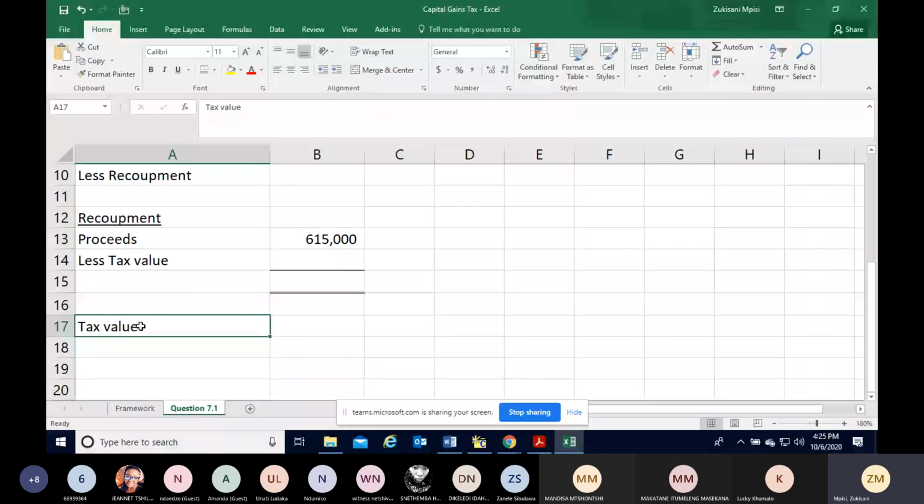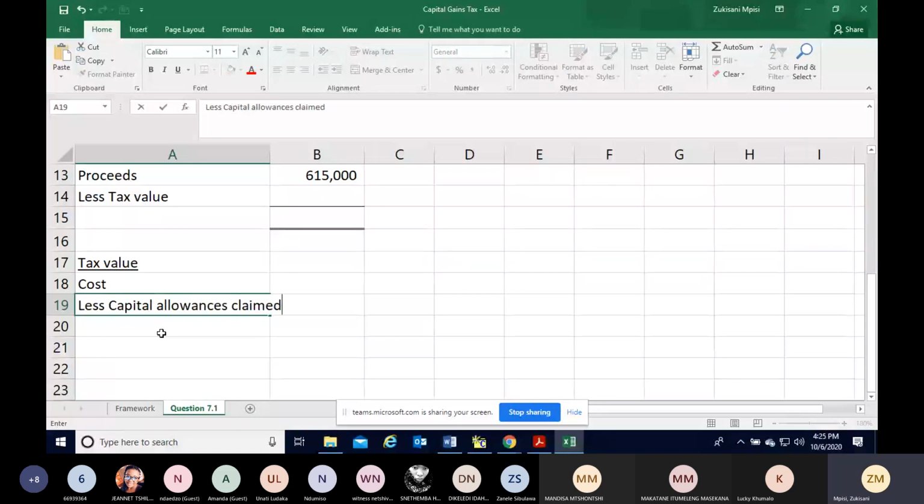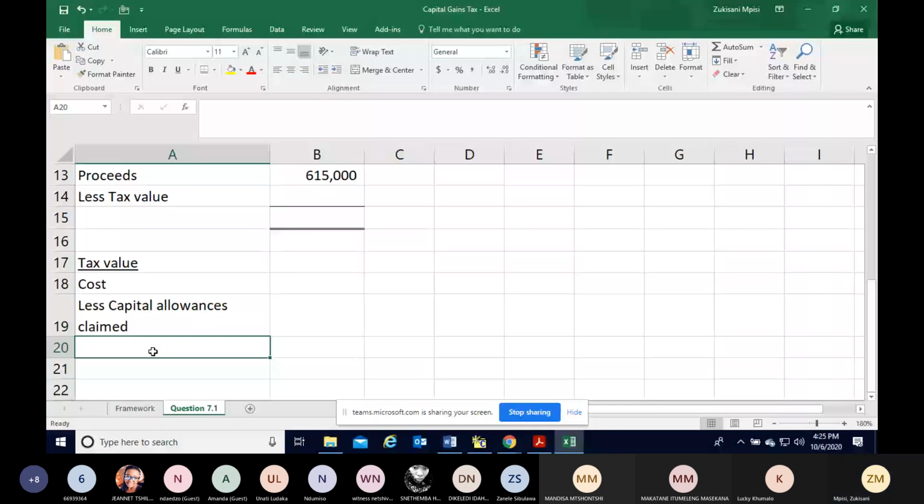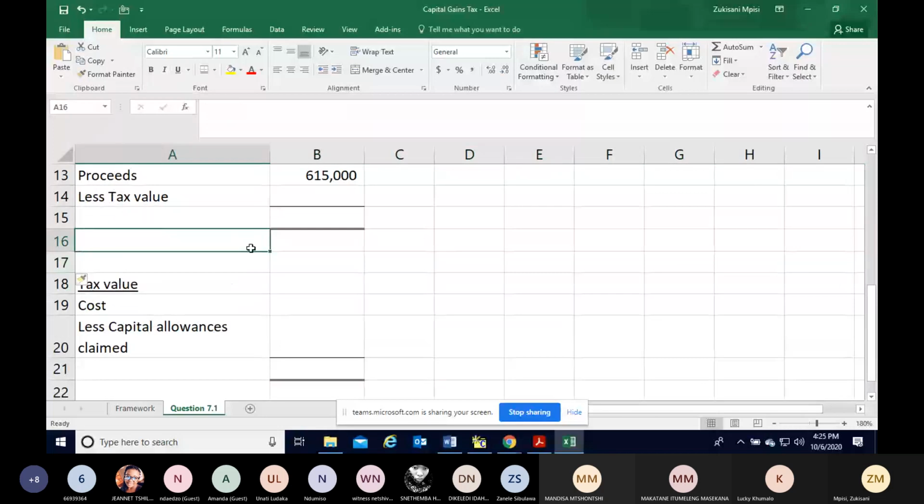This means that now we must also calculate tax value. That's why this is a bit of a long exercise, because you need to understand how everything comes together. So what is tax value? It is the cost of an asset less capital allowances claimed, and then you get the tax value.